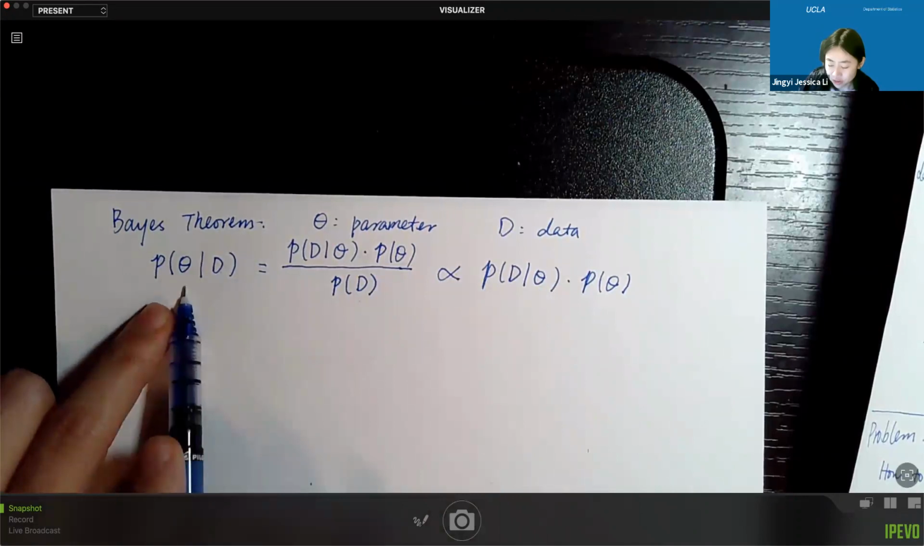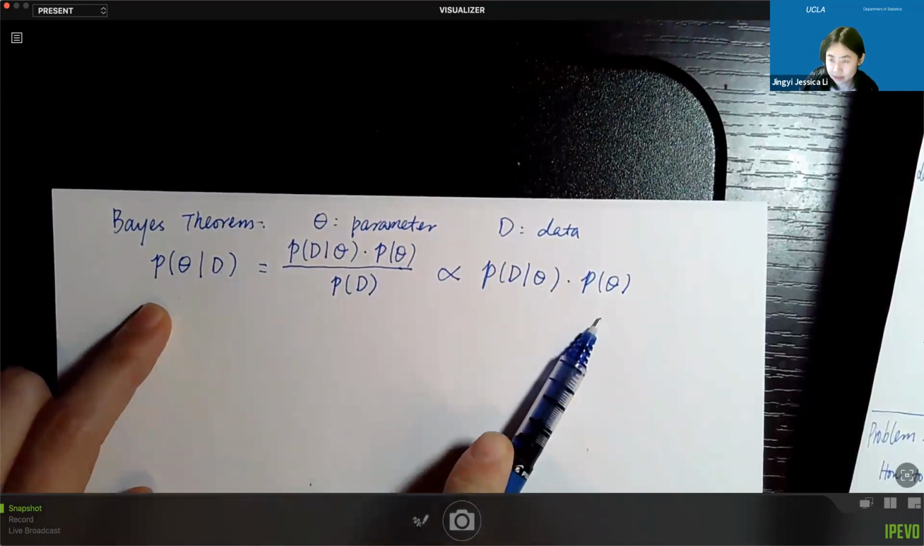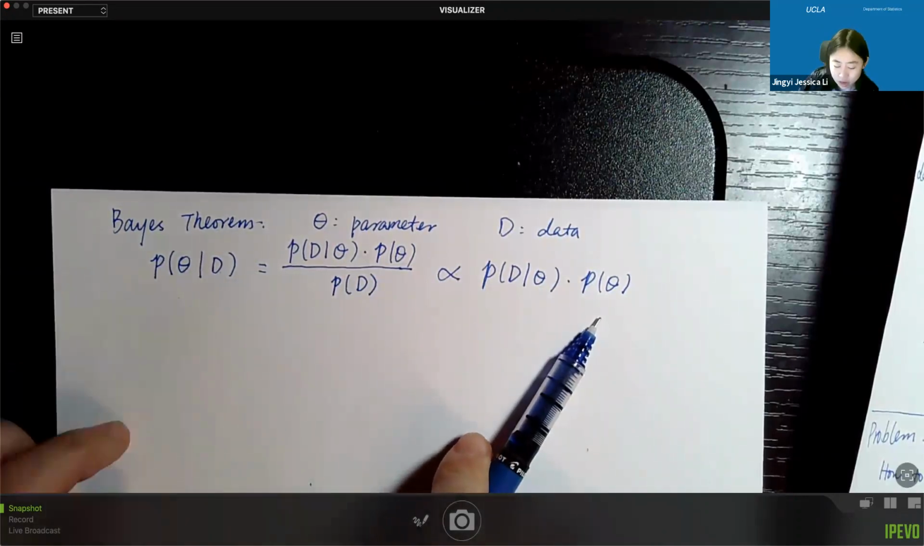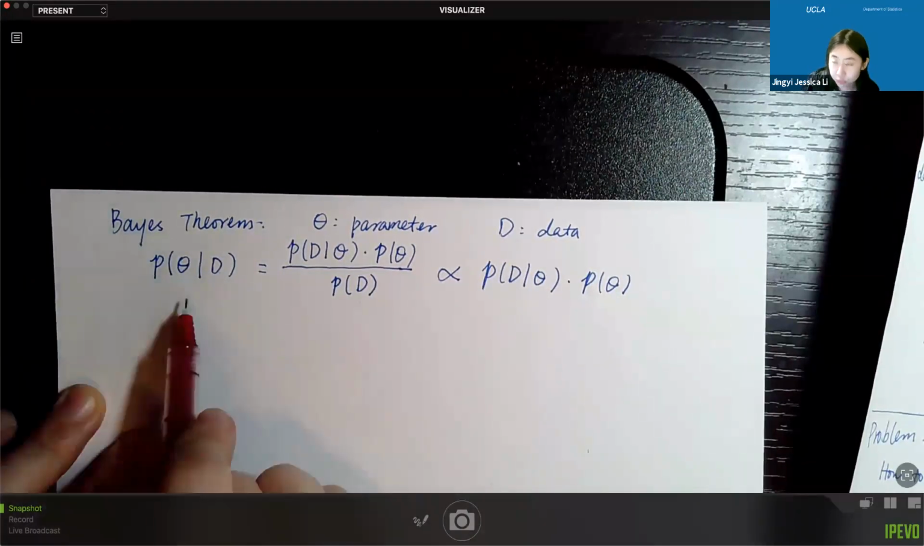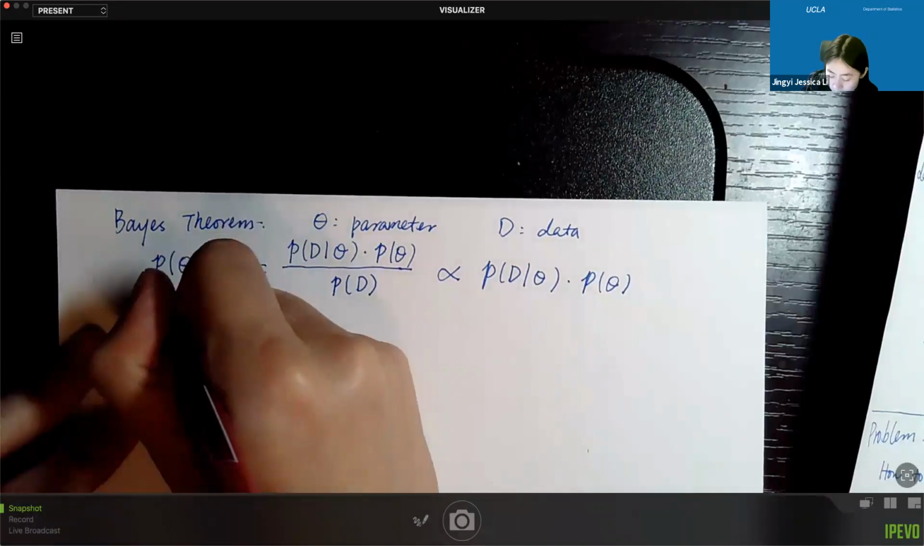And then you see, this is the result we use in Bayesian statistics, which is very interesting. We call this, the distribution of the parameter given data, the posterior.